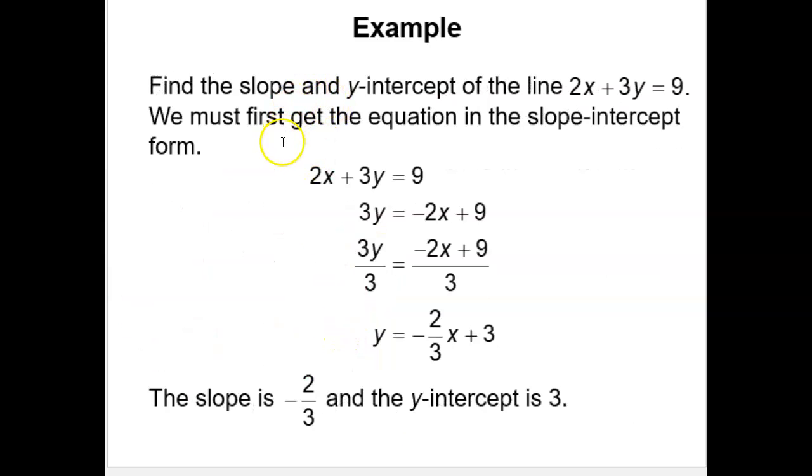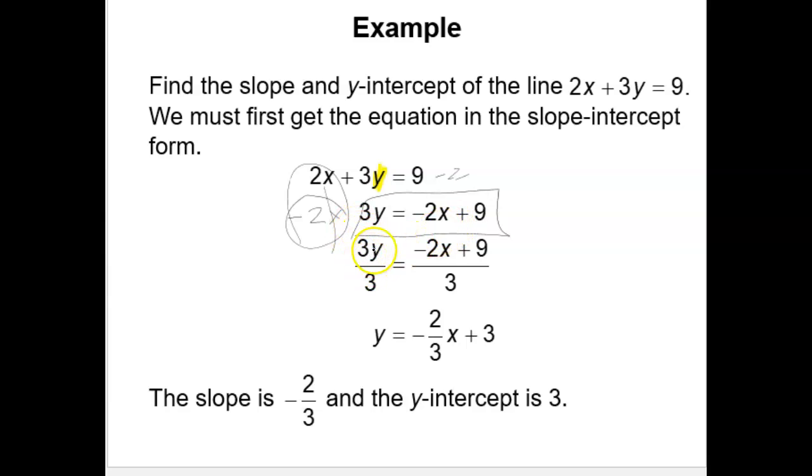Here is another example of that. Find the slope and the y-intercept of the line 2x plus 3y equals 9. First, we have to get the equation in slope-intercept form, which means we want to get y by itself. In order to do that, what we did was we subtracted 2x from both sides. And this 2x minus 2x became a 0. So that left us with 3y equals negative 2x. So we subtracted 2x from here too, plus 9.